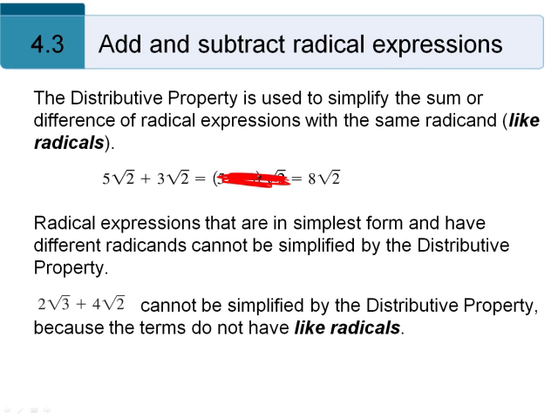Okay, look at this problem. 5 square root of 2 plus 3 square root of 2. Those are like radicals because they both have the square root of 2. So if you have 5 of them plus 3 of them, you have 8 of them, 8 square root of 2. Okay, so technically you're using the distributive property. We're just not going to write it out because it's a pain, and also it kind of confuses people. So look at this example down here. 2 square root of 3 plus 4 square root of 2. You can't do anything on that because the square root of 3 and the square root of 2 are not like radicals. So that would be simplified as much as possible.